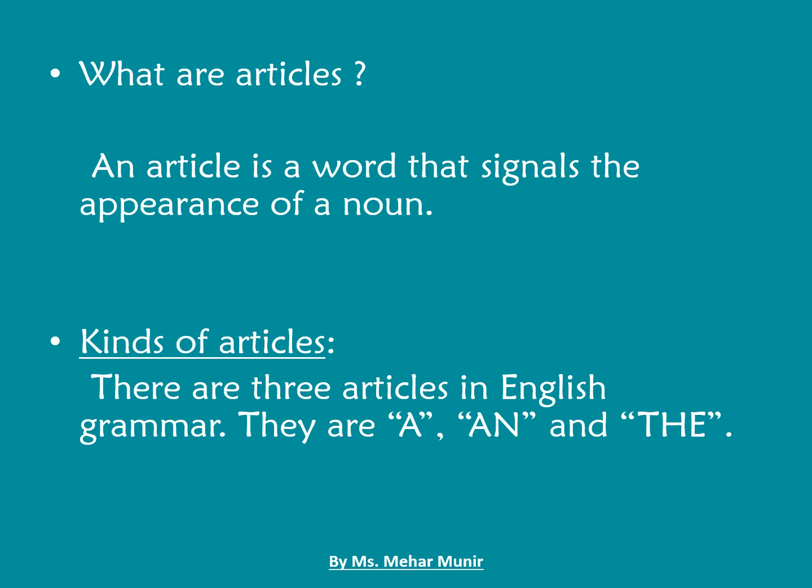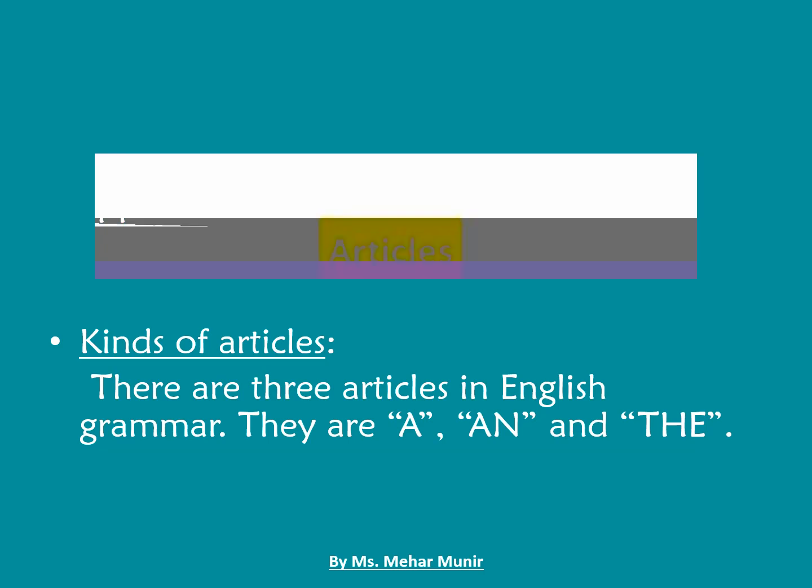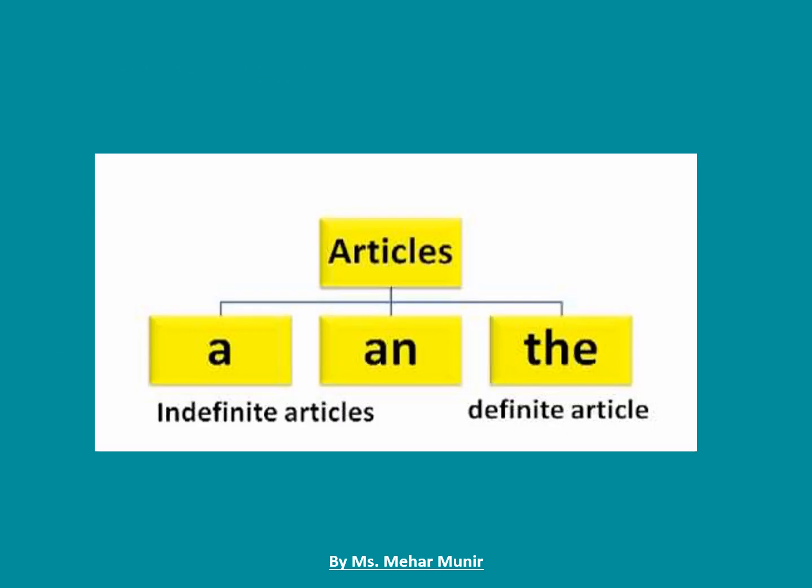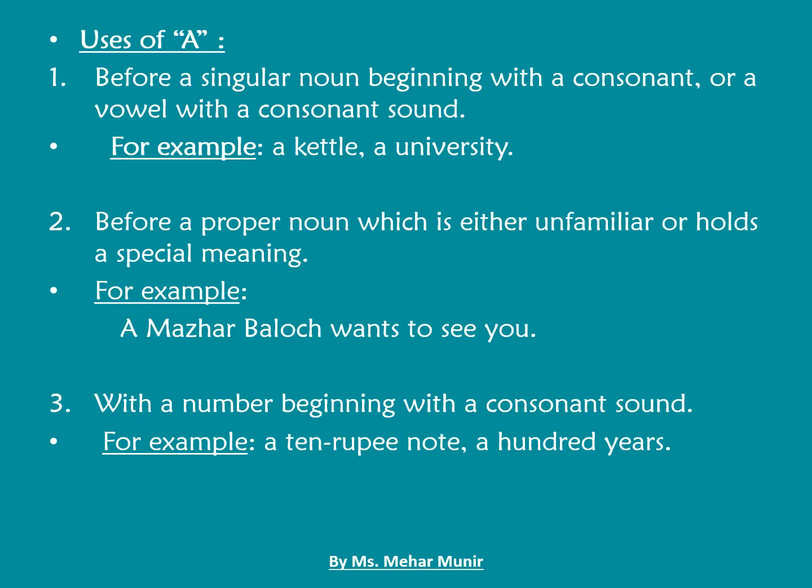Kinds of articles. There are 3 articles in English grammar. They are a, an and the. This is a chart showing and categorizing articles into 2 different kinds, indefinite articles and definite articles. A and an are indefinite articles, whereas the is a definite article. We will now understand the uses of articles one by one.